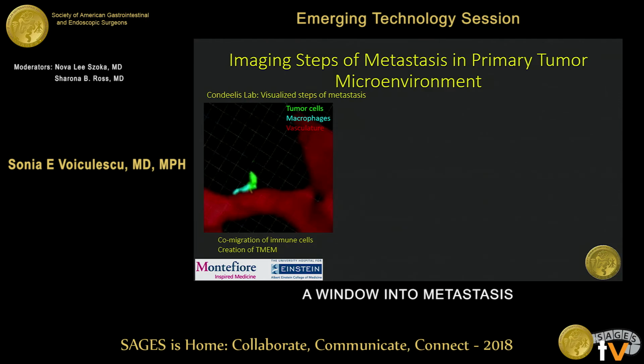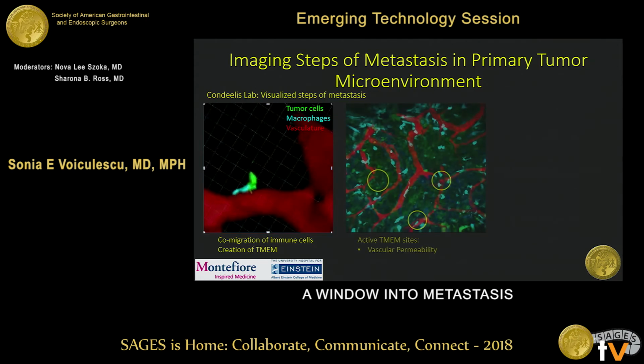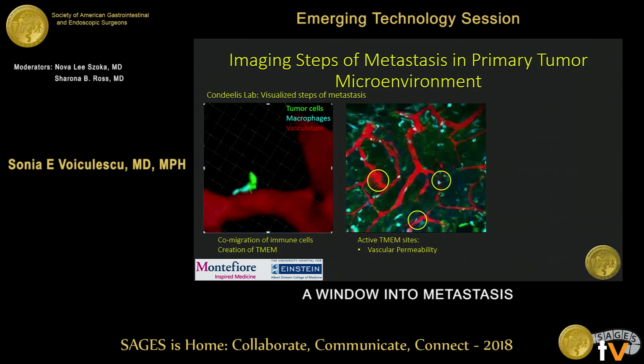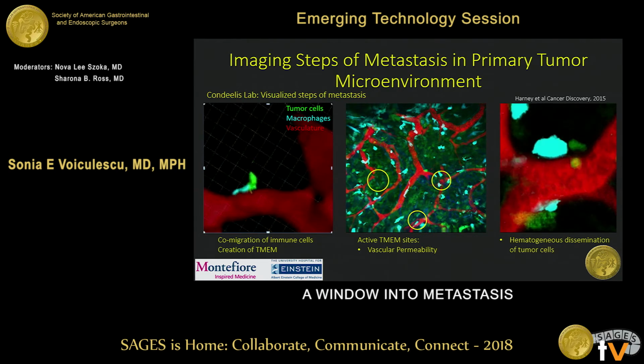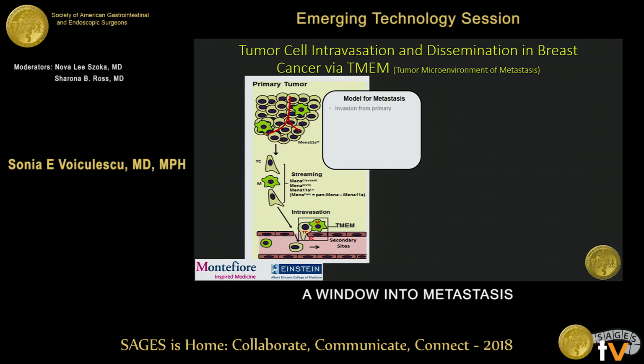And they've studied this for years and years, and they actually came up with a term called tumor microenvironment of metastasis, of this tripartite structure. And the structure actually, when it's active, causes vascular permeability, as you can see here. And using subcellular resolution and getting even closer to what's going on, we were able to realize that it's not just the site of vascular permeability or leakiness, it's also where tumor cells inject into the bloodstream and the site of hematogenous dissemination.